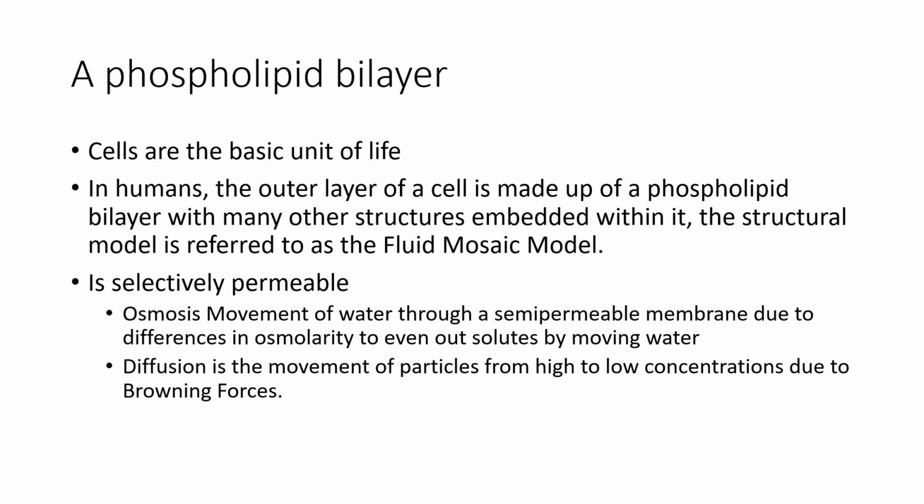So we do now have a phospholipid bilayer. And one of the things I want you to know is the cells are the basic unit of life. In humans, the outer layer of the cell is made up of a phospholipid bilayer with many other structures put in there, which we call a fluid mosaic model. It's fluid because it is moving, because of the way the phospholipids, which are the main component, are.